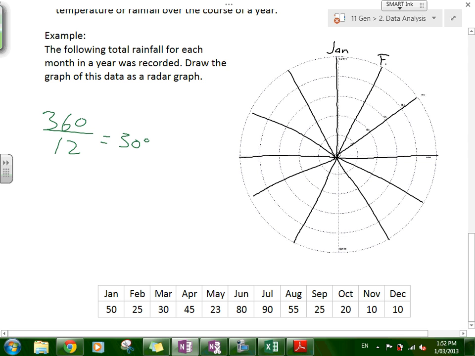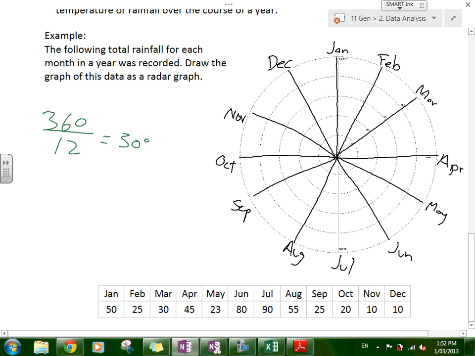January, February, March, April, May, and so on, August, September. Right? So that's our basis. Now we have to label these.